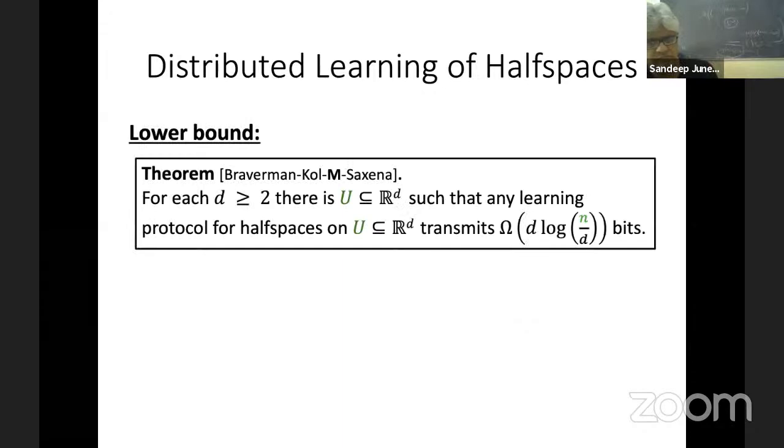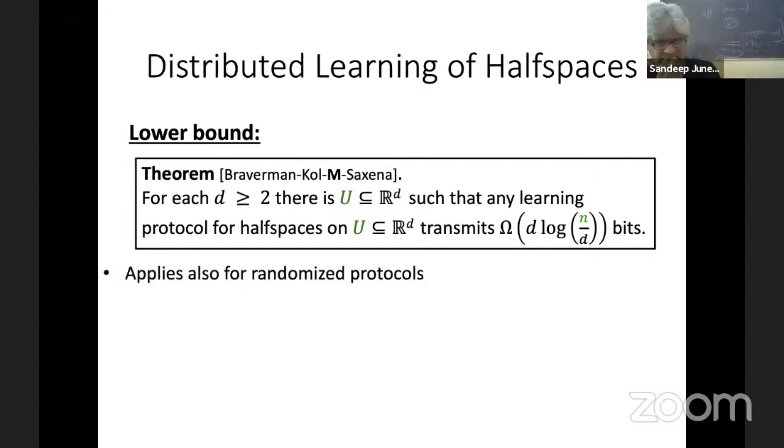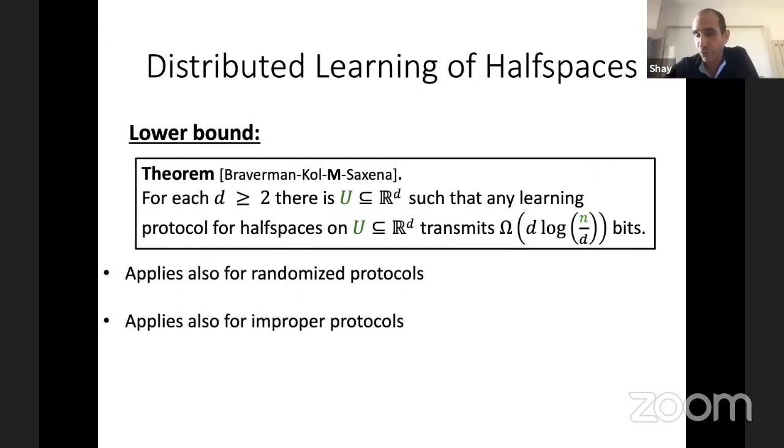So we also give an almost matching lower bound of d log n over d. Before we had d log n, and now d log n over d. If you use the tilde notation, then you can claim it is tight. And of course, our lower bound applies also for randomized protocols and for improper protocols, namely even for protocols that output an arbitrary function that is not a half space.